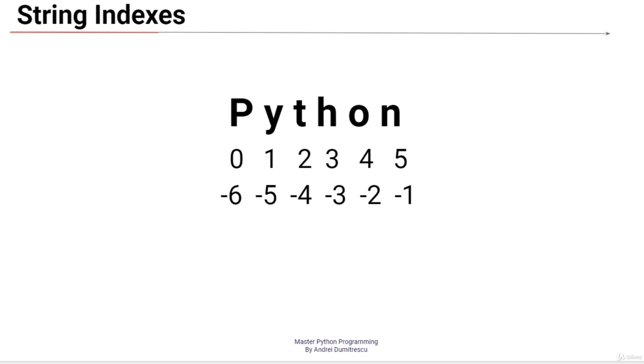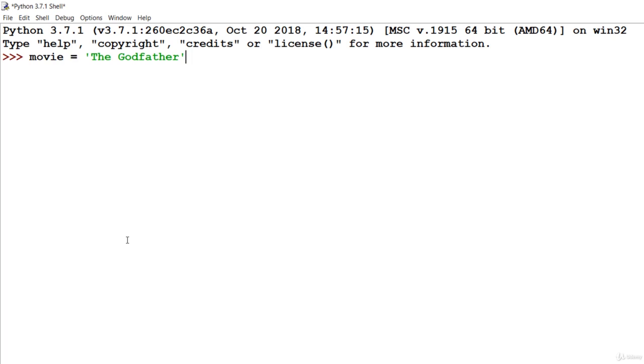Let's see an example. I create a string variable called movie, and now when I want to access a character from a specific index, I use the name of the string variable and the index number enclosed by square brackets. For example, movie of 0 returns t, because t has index 0. Then movie of index 1, of course, will return age, because age has index 1.